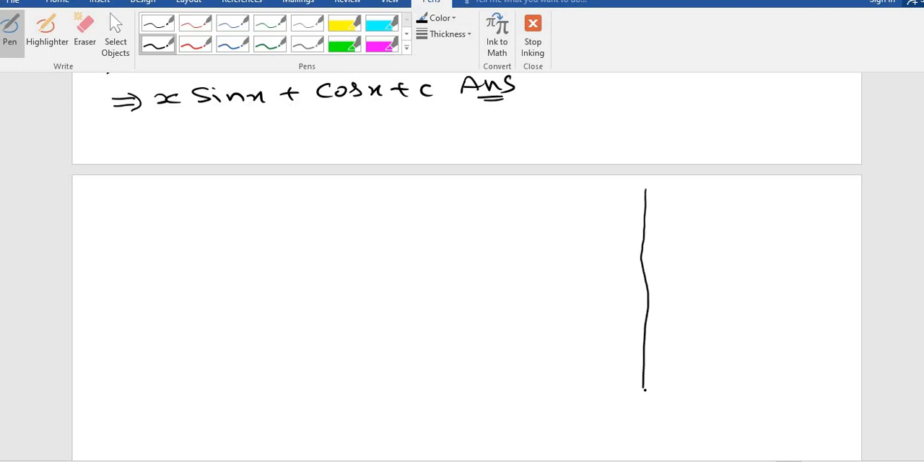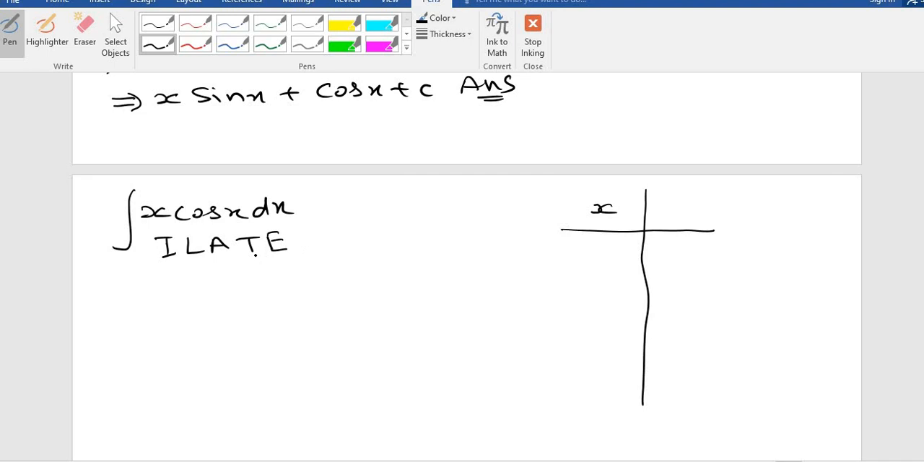Make one vertical and one horizontal line, and decide using the given integral, again I am repeating, x cosine x dx. You have to use the ILATE rule for the tabular method. So ILATE: I is inverse, no inverse trigonometric function is given; L is logarithmic, not given; A means algebra, this is A. So you have to write x first here and the trigonometric term here.